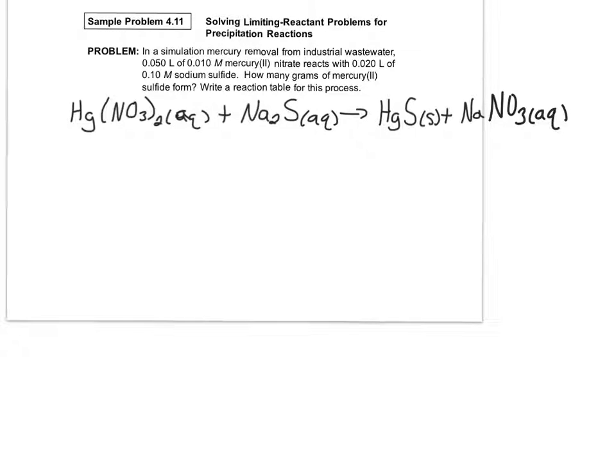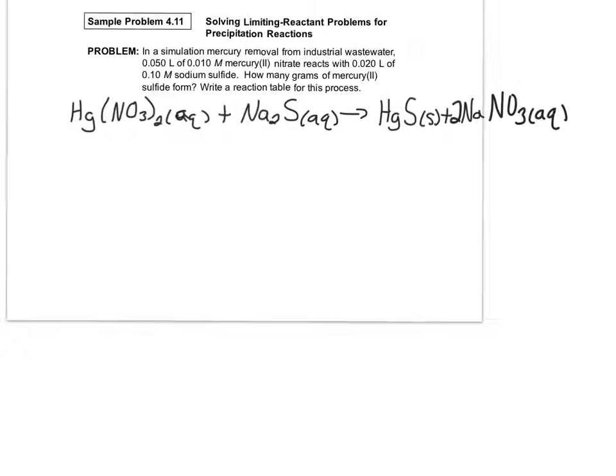So now we have to check that it's balanced. I've got 1 mercury, 2 nitrates, only 1 nitrate on the other side, so I can fix that by putting a 2 there. So now I have 2 nitrates. I've got 2 sodiums, 1 sulfur, 1 sulfur. So it's balanced. All right, and then the next step is to start by writing what we know.